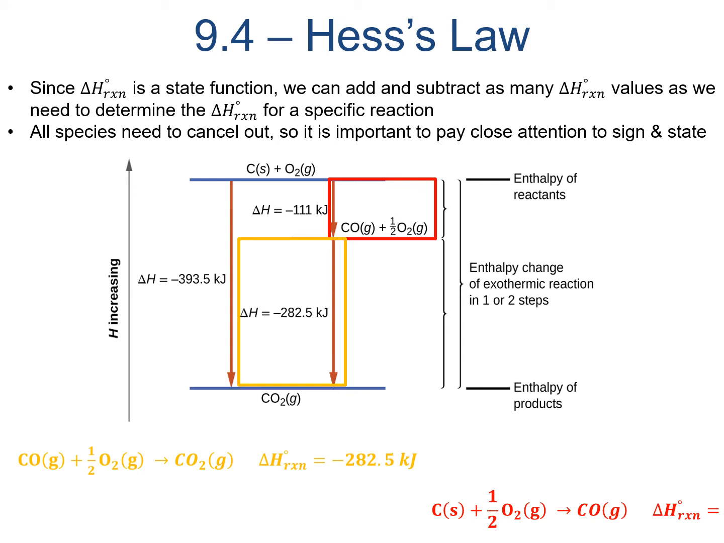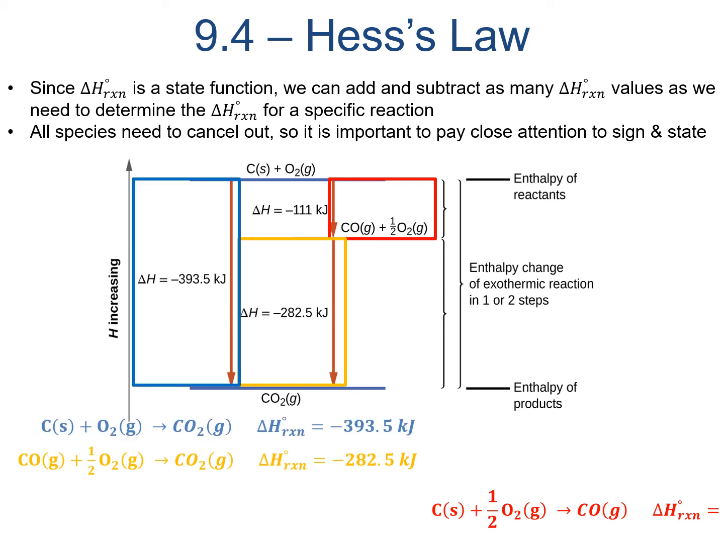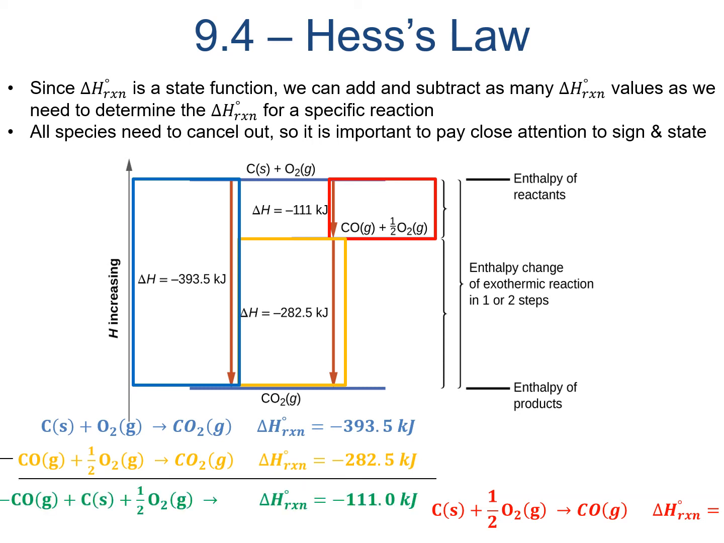We can, however, isolate and oxidize carbon monoxide to carbon dioxide and measure a heat of reaction for that. We can also react carbon with enough excess oxygen that all the carbon will become carbon dioxide, and we can measure a heat of enthalpy for that. When we subtract the combustion of carbon monoxide in yellow-orange from the combustion of carbon in blue, we get the equation in green and a heat of reaction of negative 111.0 kilojoules.